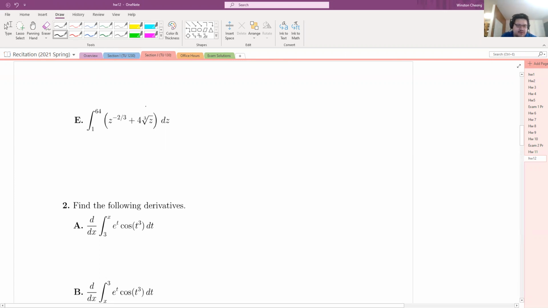right, so part E, reverse power rule. We would add 1 to the power there, and so that's going to give me 1/3. Divide by 1/3, same as multiplied by 3. This next term, though, I have to rewrite. So this is going to be z to the 1/3 power. So when I add 1 to that, I'm going to get 4/3 power, and then times 3/4, which clearly there's a cancellation there. And then we have to do an evaluation from 1 to 64.